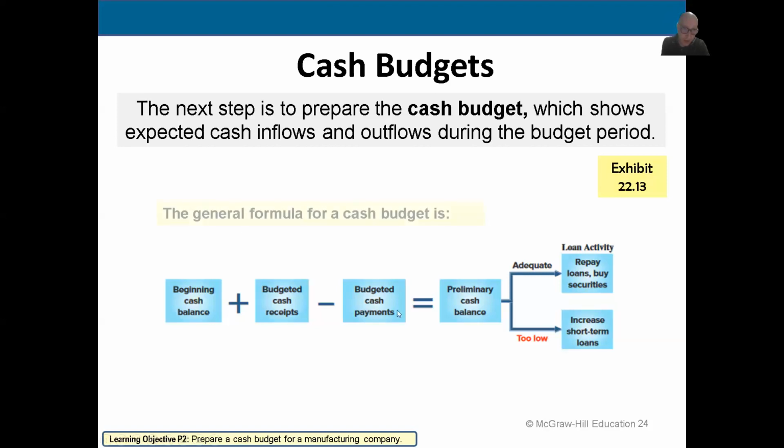So we use this general formula to help guide our cash budget. We take the beginning cash balance plus the cash that we receive from our customers through sales minus the budgeted cash payments we expect to pay for the bills. This equals the preliminary cash balance. If it's good, meaning it's adequate, we can also use any additional cash to do things like repay loans or buy securities. If we don't think we're going to have enough cash on hand at the end of the accounting period based off of the budget, we would want to do some short-term borrowing to make sure that we cover any type of gap that might exist.